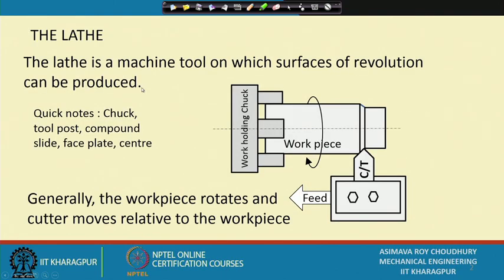So, first of all, the lathe is a machine tool on which surfaces of revolution can be produced. That is, I can make a cylinder, I can make a cone, I can make a flat surface, which is also a surface of revolution. I can make grooves, I can make threads, I can make frustums of cones. I can make curved surfaces also. All these surfaces of revolution can be produced on the lathe.